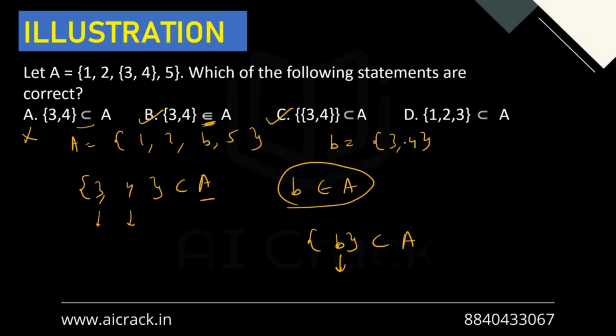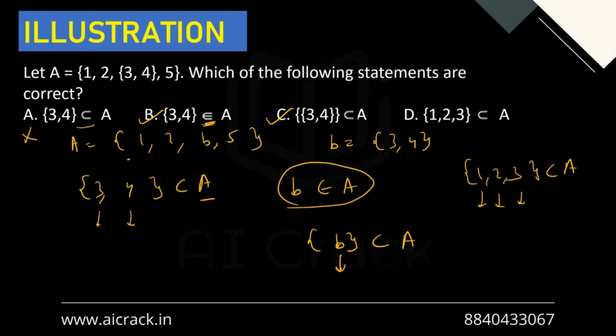Now, the fourth option is D option. We have 1, 2, 3, is a subset of A. And when we say is a subset of A, that means individually 1, 2, 3, all of them are a part of A. But is it correct?